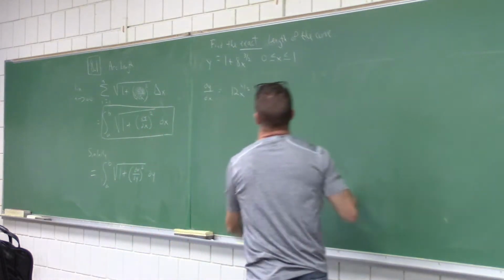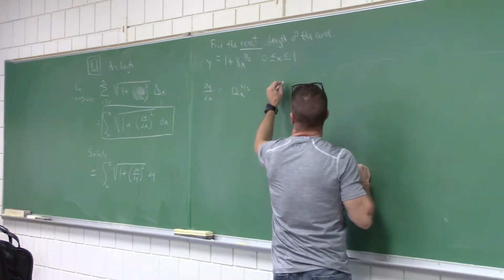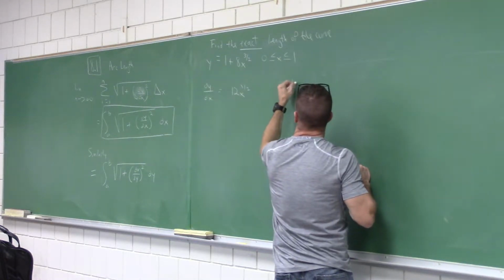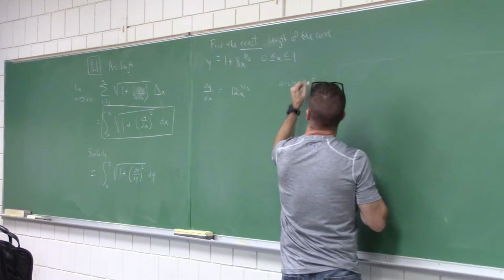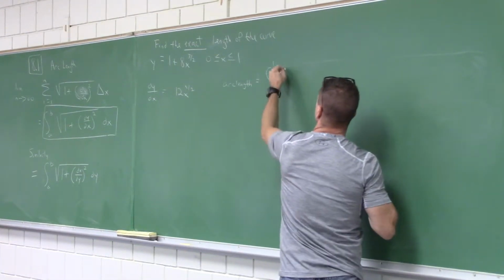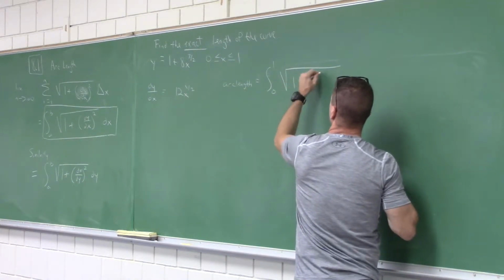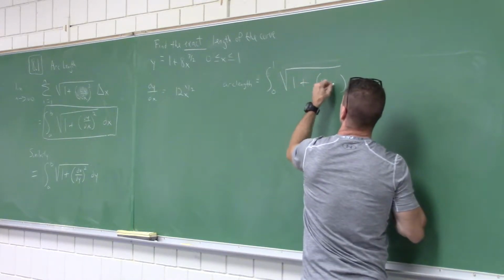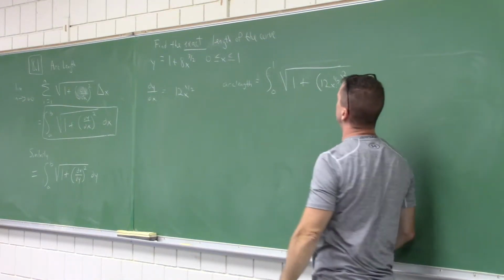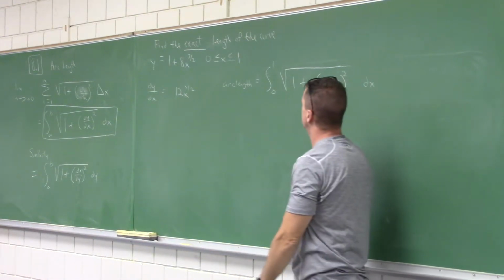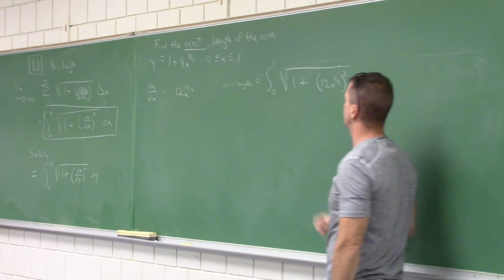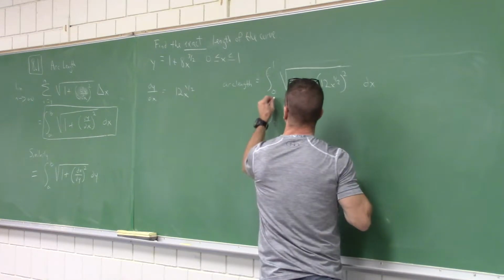All right, so let's set up. This would be the length of the arc. Arc length equals the integral from 0 to 1 of the square root of 1 plus all that squared dx. But we'll simplify that first. 12 squared is what? 144.